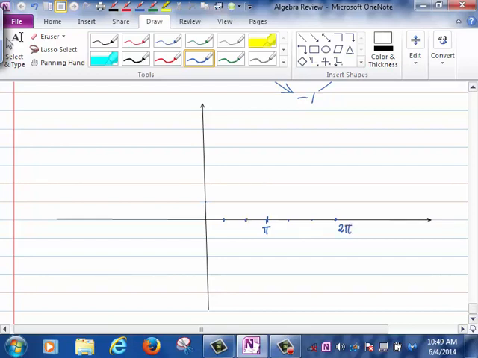Okay, we know that the value of sine at 0 is 0, right? The value of sine at pi is 0. The value of sine at 2 pi is 0. This is where pi over 2 is. What's the value of sine at pi over 2? 1. What's the value of sine at 3 pi over 2? Negative 1.